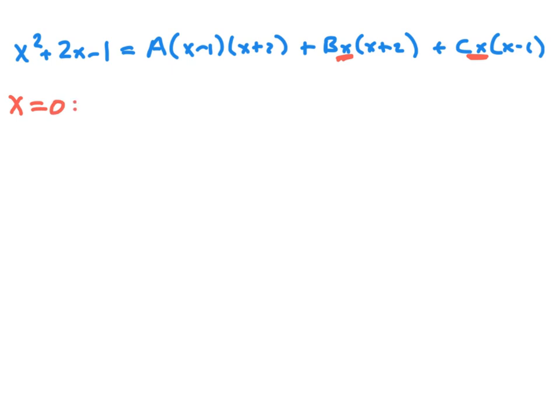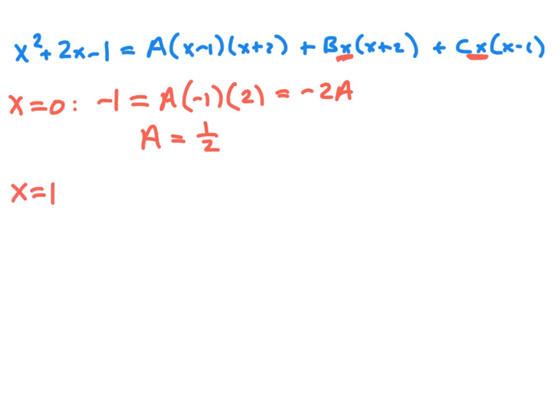When we substitute x equal to 0 on both sides, we get a negative 1 on the left-hand side because x squared plus 2x will become 0. So we have 0 plus 0 minus 1. And on the right-hand side, we have a times 0 minus 1, which is negative 1, times 0 plus 2, which is 2. And as previously mentioned, the b and c terms will both become 0. And so we have negative 1 equals essentially negative 2a here. And so from that, we can see that a is going to equal 1/2. Negative 1 over negative 2, which is positive 1/2. And so we know that a is going to equal 1/2 in our partial fraction decomposition.